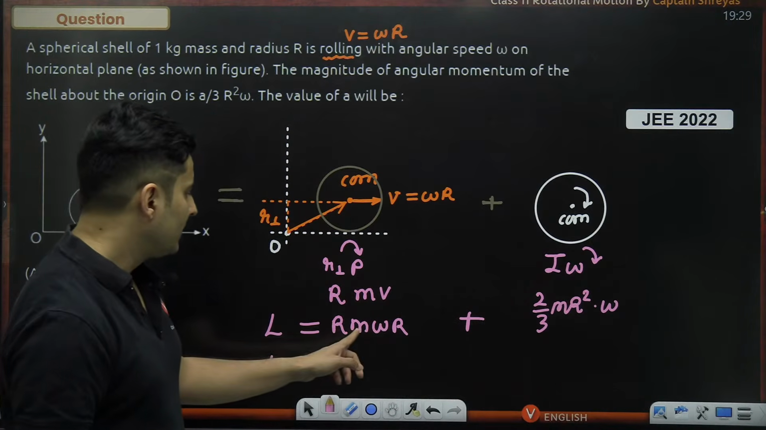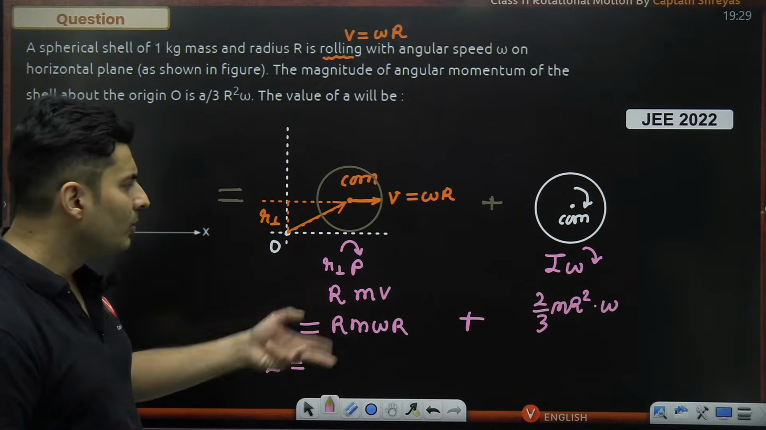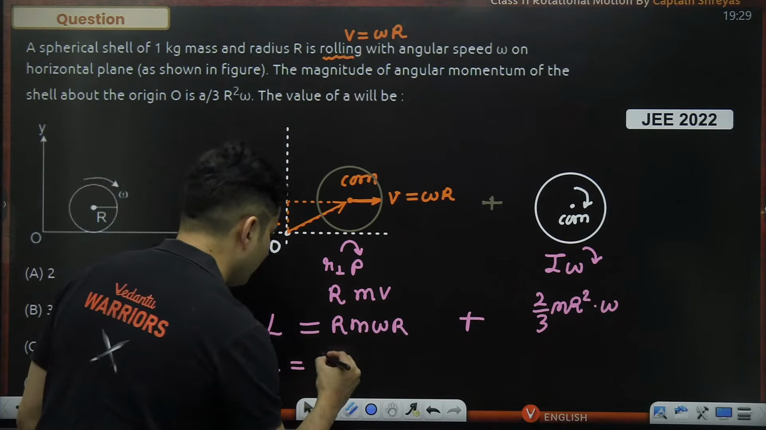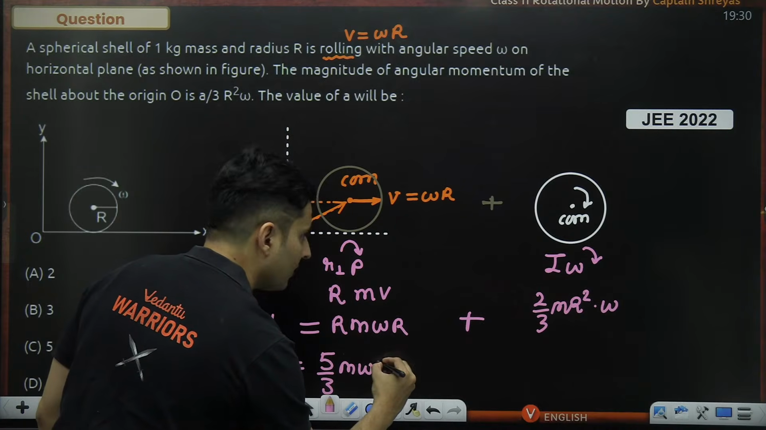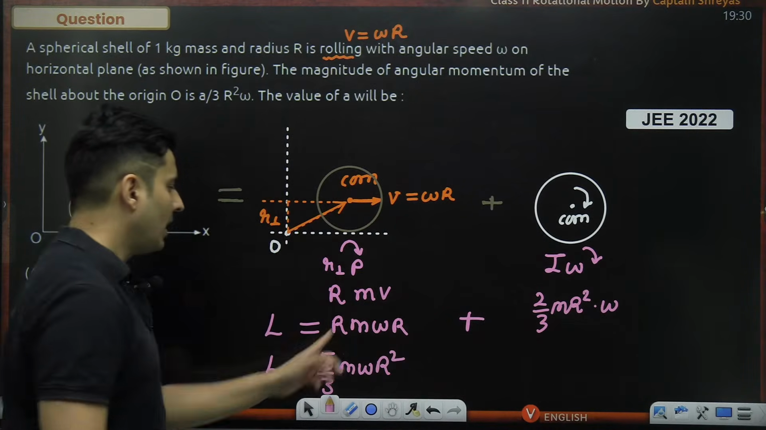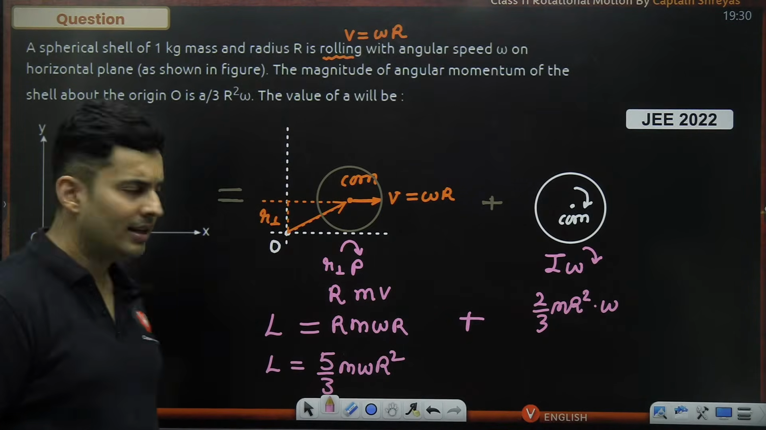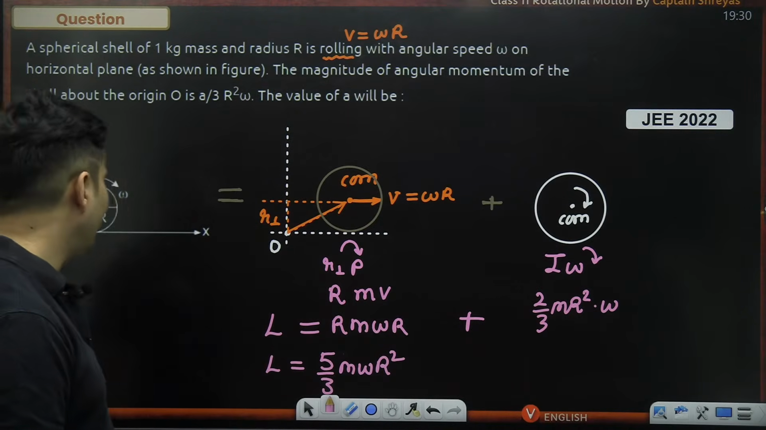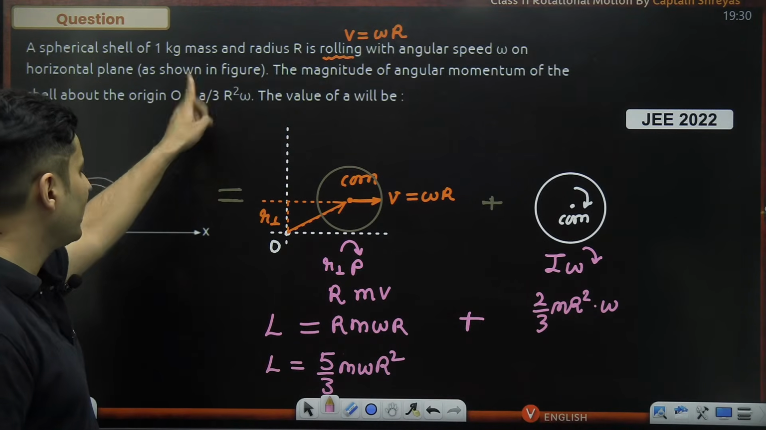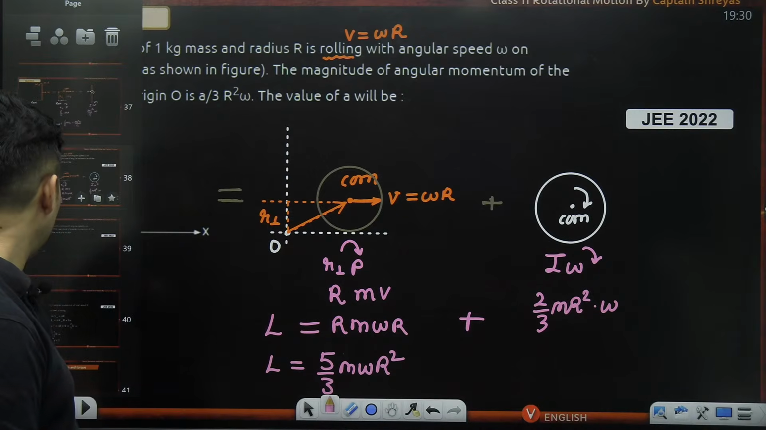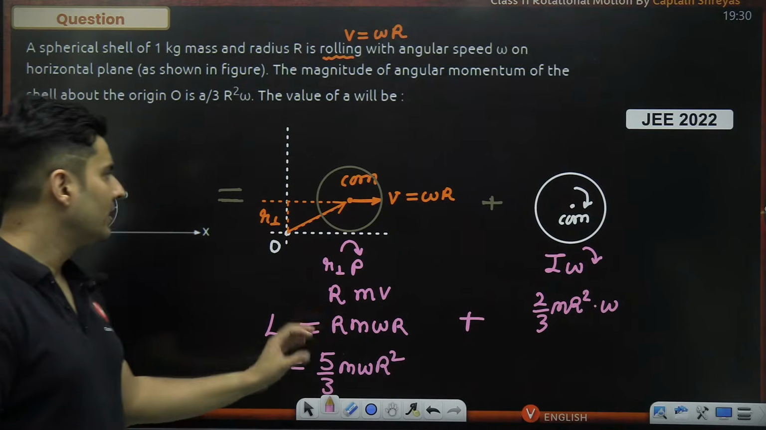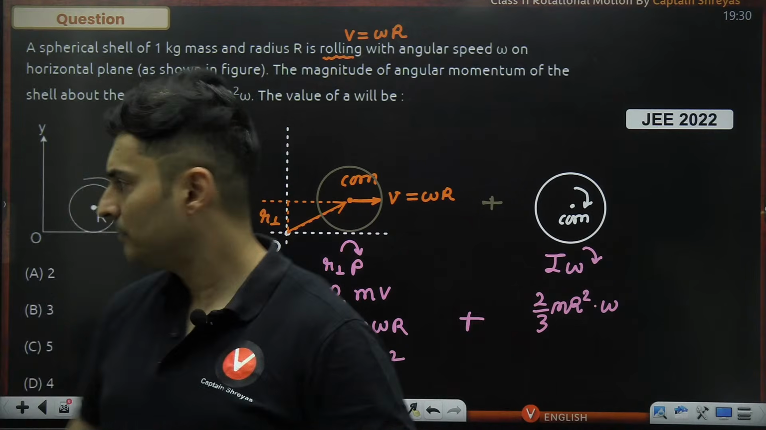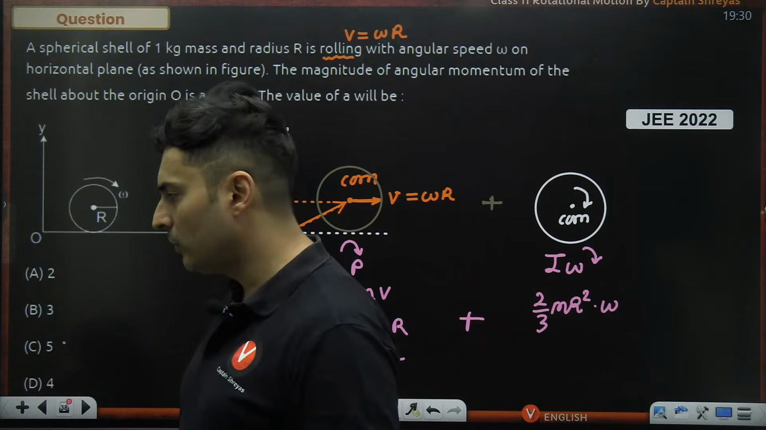So this is m omega r square, and this is 2 by 3 m omega r square. 3 plus 2 is 5, so this will become 5 by 3 m omega r square. So if you see what is that number a over here, that will obviously be the number 5. Is that clear? That will be the number 5 over here. Is this absolutely clear?